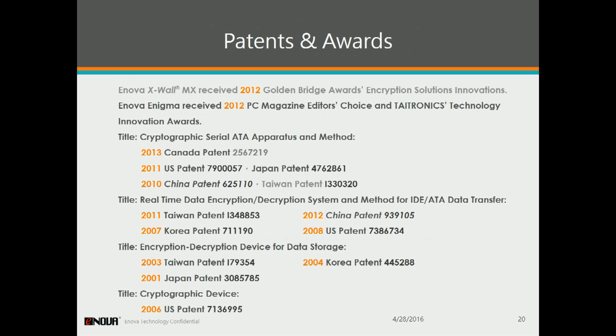So these are our patents. Our patents cover the United States, Canada, Taiwan, China, Korea, and Japan. They were all filed between the years 2000 and 2005. So the patents are pretty young, and those are patents that have been issued to Enova, covering the entire architecture of the bootless encryption technology.